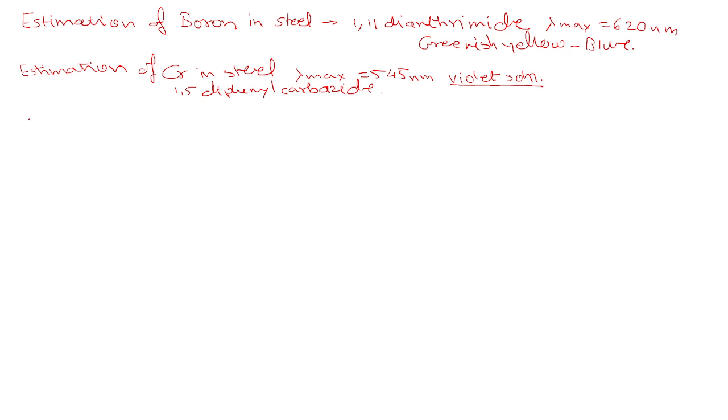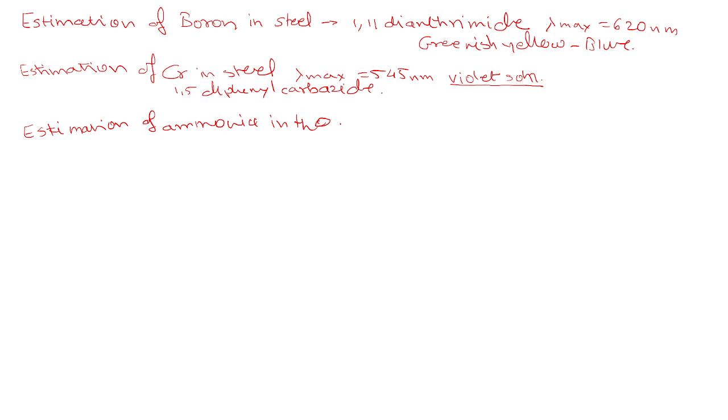Then next is estimation of ammonia. How to find ammonia in water. For estimation of ammonia in water, you have to treat the ammonium solution with mercury iodide in potassium iodide as a reagent, and this forms the Nessler reagent.